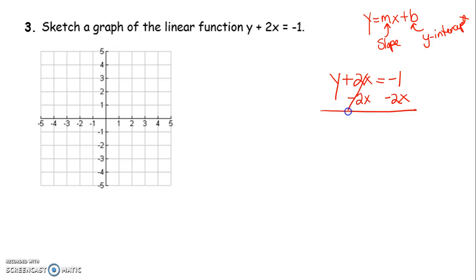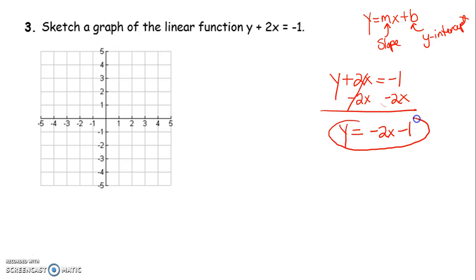2x minus 2x, bye-bye, they zero out. On the left side of the equal sign, I'm left with y. And then I look here on the right side, negative 1 minus 2x. Those are not like terms. This has an x, this is just a constant, so you cannot shove those together. If I look at the form I want it in, I want my x's written first and my constant written second. So I'm going to write my minus 2x first, and then minus 1 second. You can't put those together, they're not like terms.